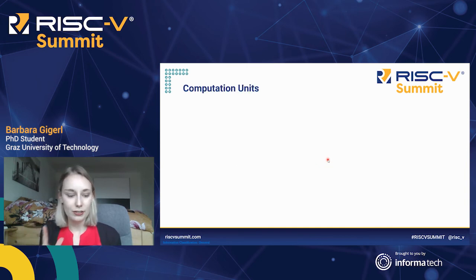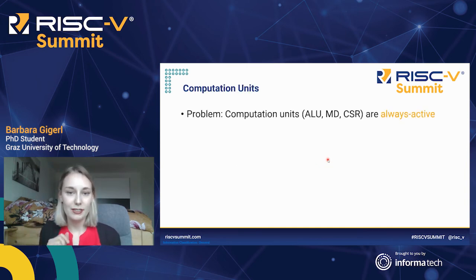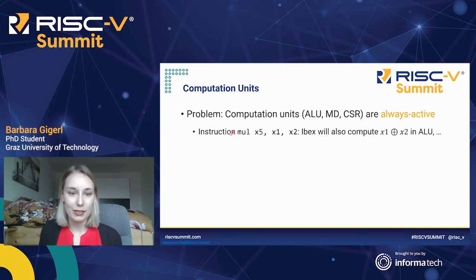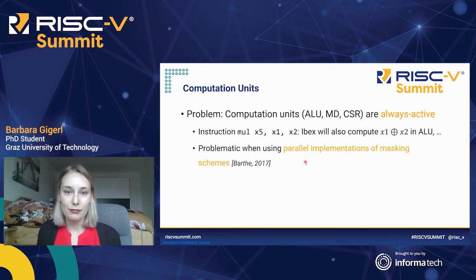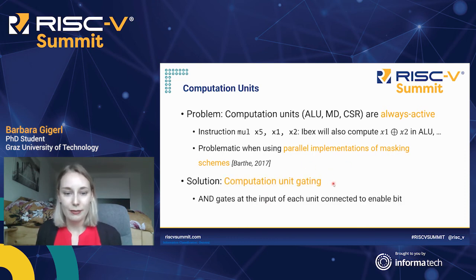Okay, the second source of leakage was the computation unit. So the EBX has computation units, and the problem is that they are always active. For example, this multiplication instruction will also cause an XOR to appear in the arithmetic logic unit. And this is problematic with a special kind of masking schemes where you put the bits of a share into different registers. Therefore, we also use a simple gate mechanism here, which is pretty much what we did for the register file, an AND gate before the input of the computation unit connected with an enable bit.